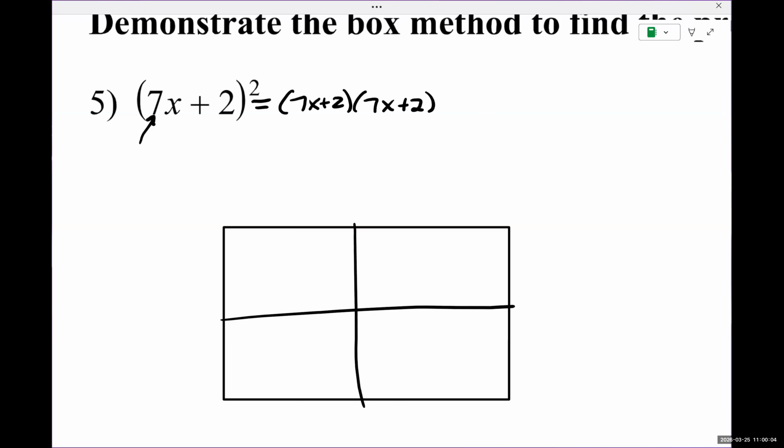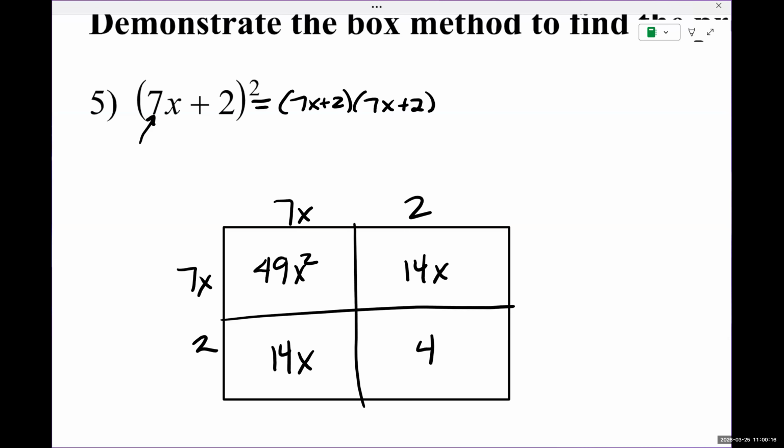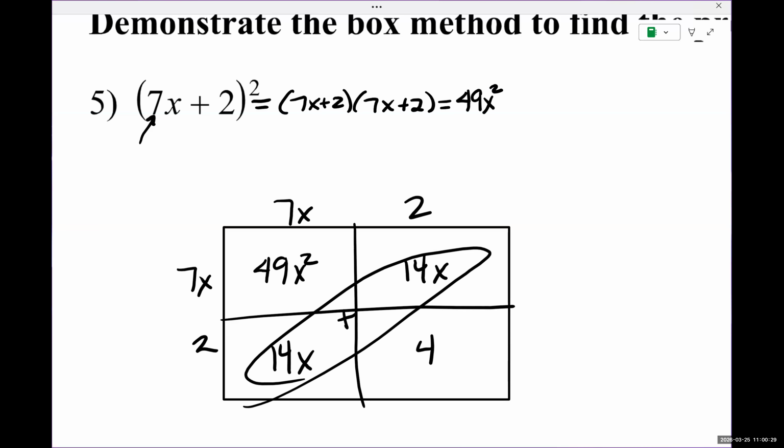So let's make a diamond. 7x plus 2, 7x plus 2, 49x squared, 14x, 14x, and 4. Combine like terms, and what do you get? 49x squared. Now, when I combine like terms, the exponent doesn't change. I'm just combining 28x plus 4.